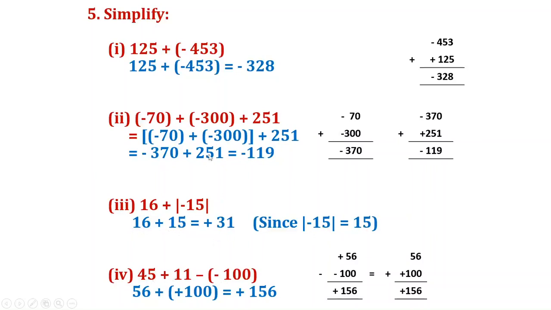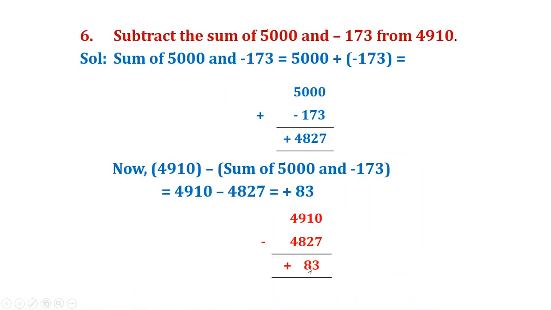Next, fourth one is also same as the second one, which is 45 plus 11 minus of minus 100. Now first I am taking first two numbers. 45 plus 11 is 56, and then subtracting the second number. Subtraction means what? First you have to change this sign minus as plus and take the additive inverse of minus 100, plus 100. So now both the numbers became plus only. So 56 plus 100 is 156.